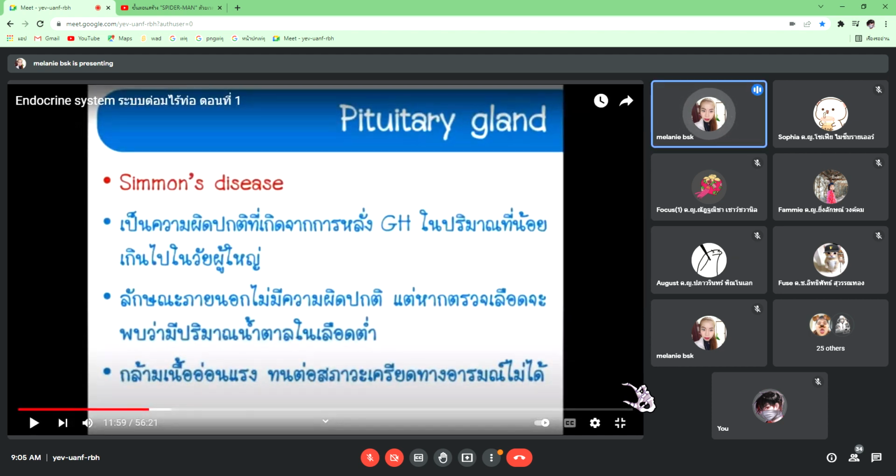Okay, so we have here the Simmonds disease. It means any disturbance of fat metabolism. Okay, so there is something wrong with it. Okay, now we're going to move on.